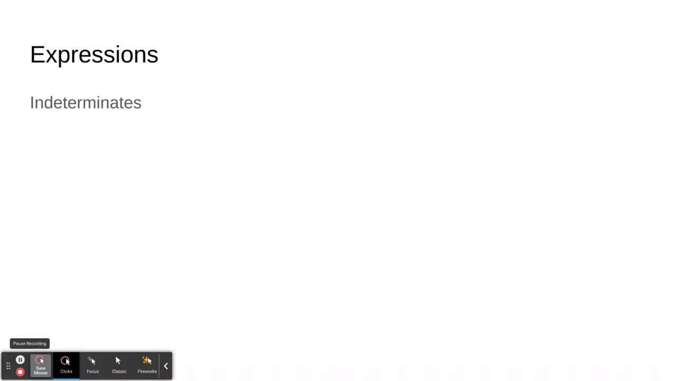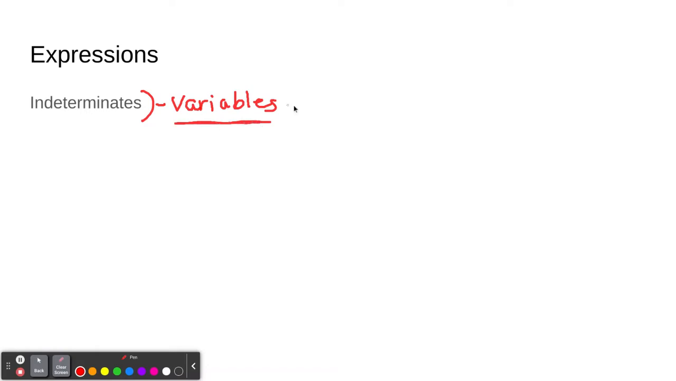So polynomials are just expressions, and they contain variables or indeterminates. Let's get our pen going. Let's use red. So indeterminates are just variables. That's all they are, just a fancy name for variables. And variables are unknown until we make them known, right?